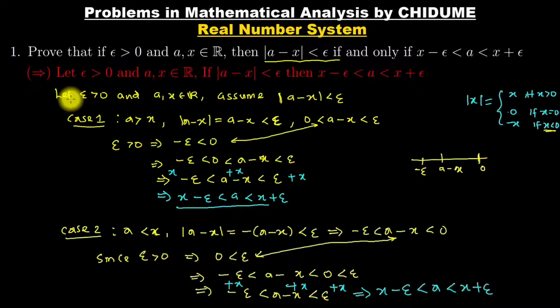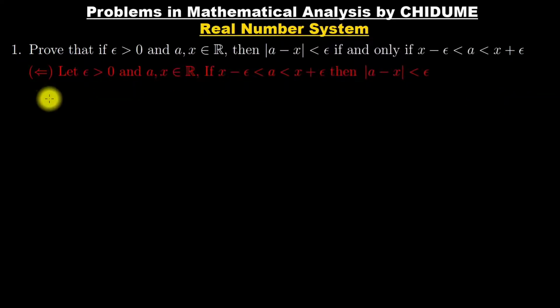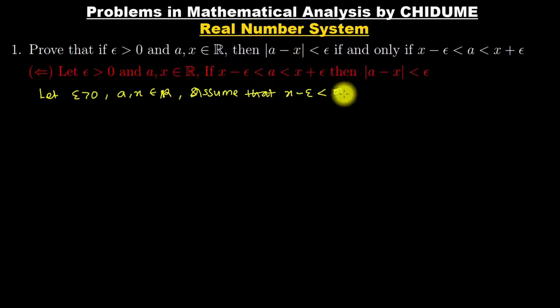So let's try to prove the sufficient condition. Here we say let epsilon be greater than 0 and a, x be real numbers. We assume that x minus epsilon is less than a, which is less than x plus epsilon. Then we want to prove that the absolute value of a minus x is less than epsilon.